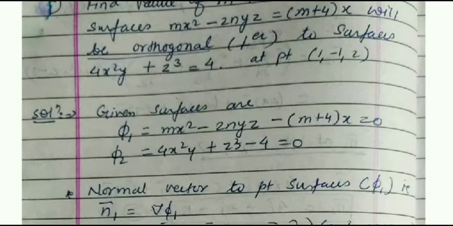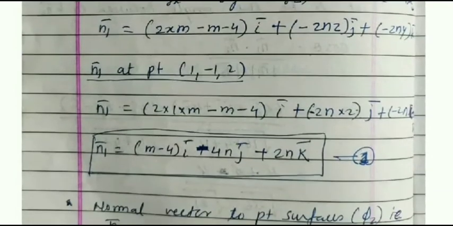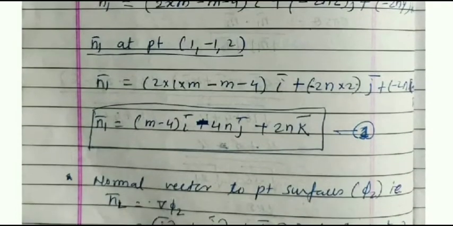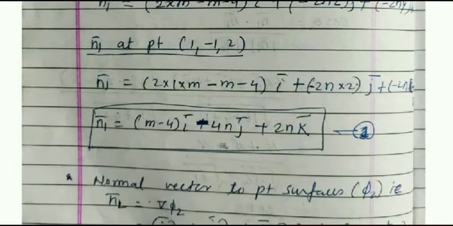We are given two surfaces. The first surface is m x squared minus 2 n y z equals m plus 4x, and the second surface is 4x squared y plus z cubed minus 4. So write them in point function form. Then calculate the first normal vector, put the point in that normal vector, and calculate it at the point (1, -1, 2). So the value of the first normal vector is (m minus 4)i minus 4n j plus 2n k.